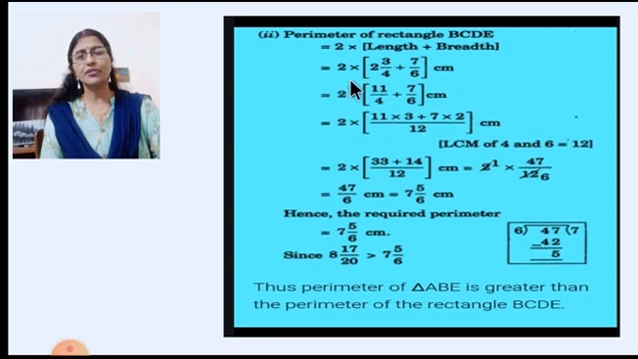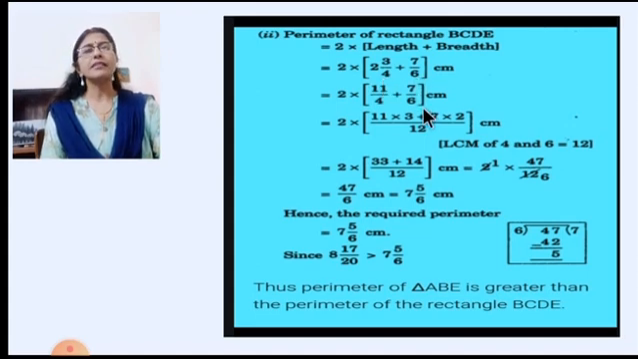Now we are going to substitute the value. 2 into, we know 2 3 upon 4 was the length and 7 upon 6 was the breadth. Now we'll take the LCM of 4 and 6. We'll get 12. So here LCM is written 12. So 2 multiplied here, and in the bracket we will write LCM 12.